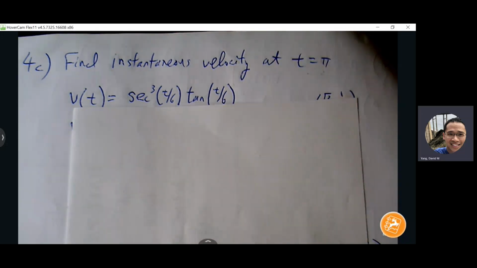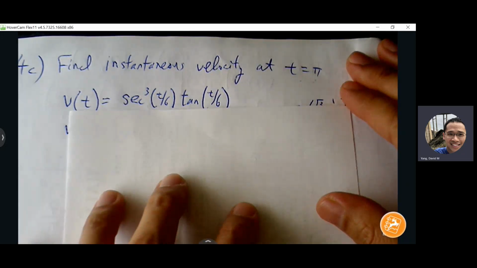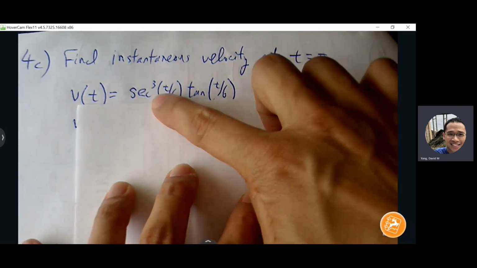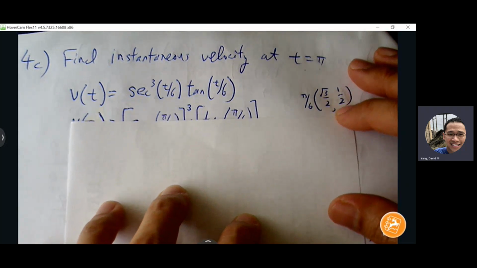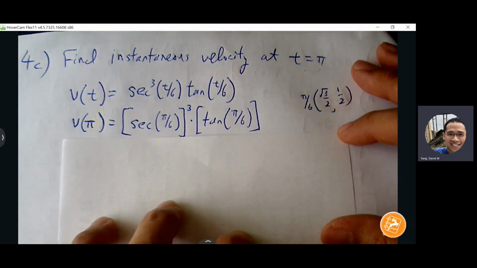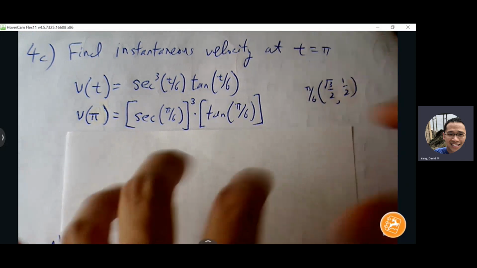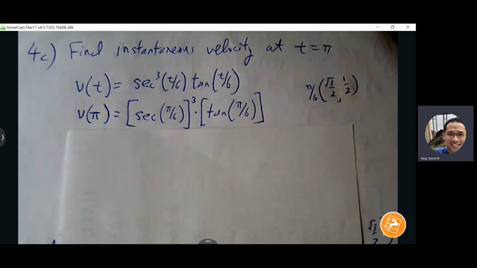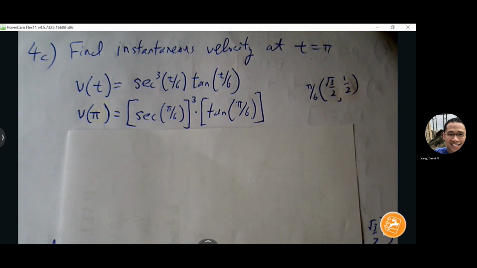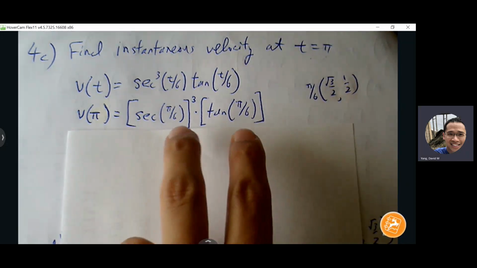Right, the 1/6 and 6 cancels out. The secant merges. I'm going to bring that 3 back out again just so that it's easier for me to plug in. So I'm going to bring that 3 outside my set of brackets. I'm going to replace t with pi and see if I can evaluate each of these.